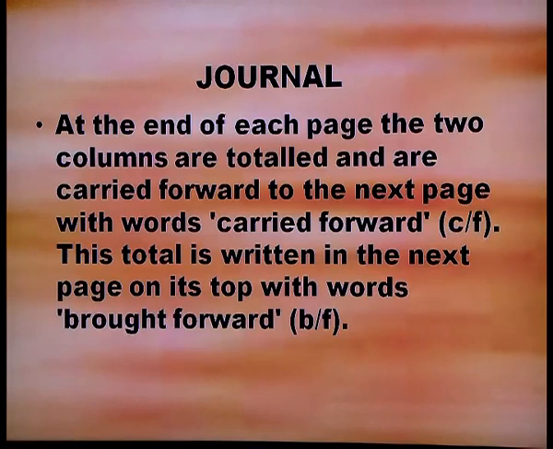At the end of each page, the two columns are totaled. That is, the debit amount column and credit amount column are totaled and are carried forward to the next page. And we will write in this page carried forward, that is C/F. This total is written in the next page, on the top of the next page. There we will write another word known as brought forward, in short form B/F, brought forward.